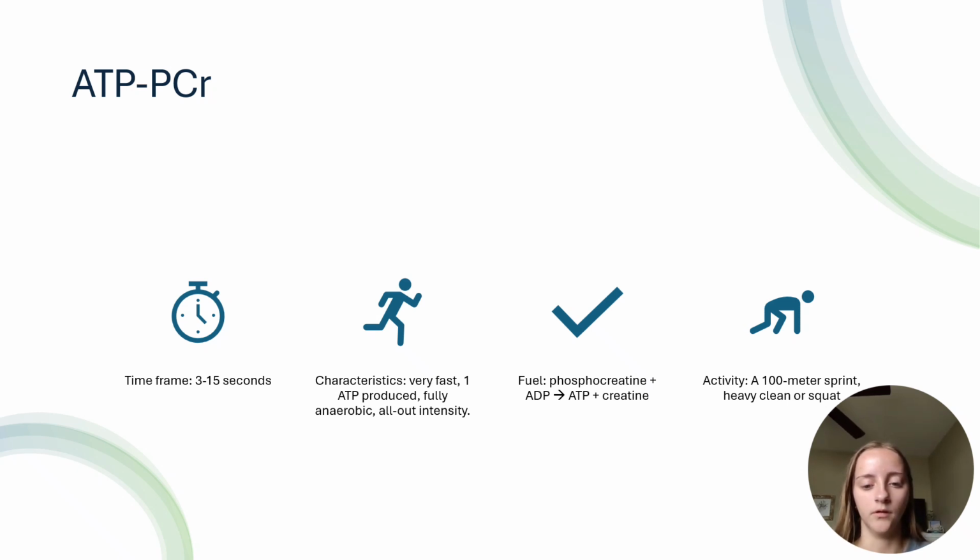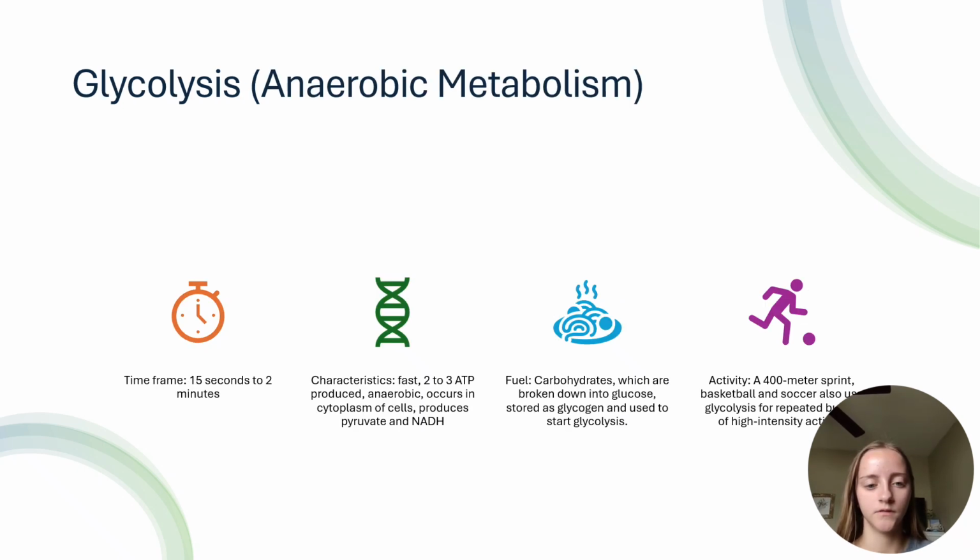The components that go into it are phosphocreatine, which is where the PC comes from, and ADP, which is adenosine diphosphate, and ATP is adenosine triphosphate, which is actually what energy is, and then the products of it are 1 ATP and creatine. The next energy system is glycolysis, which is also known as anaerobic metabolism.